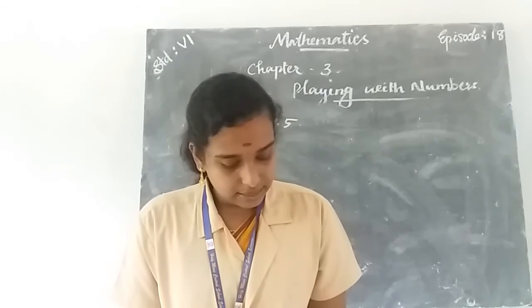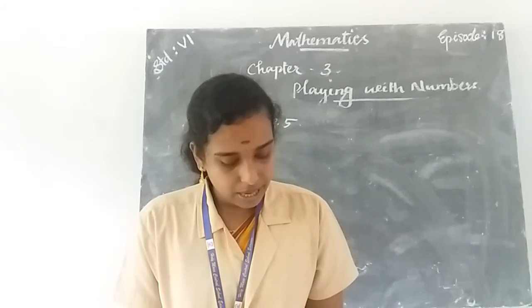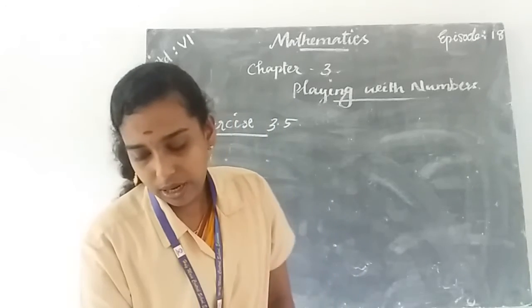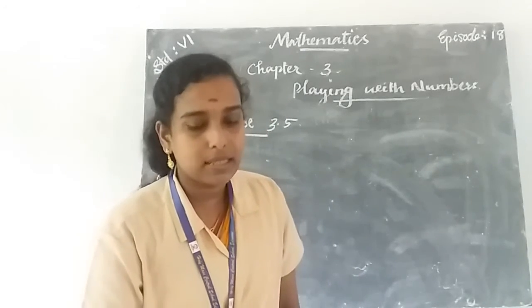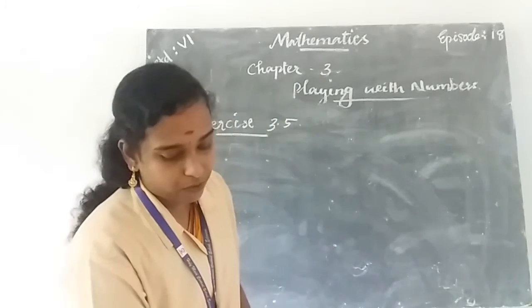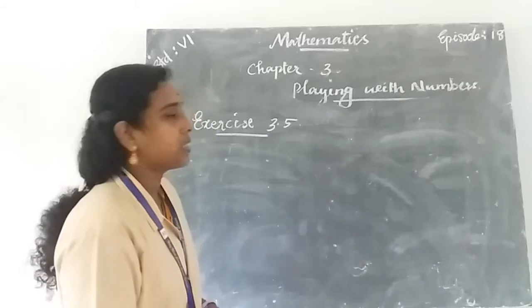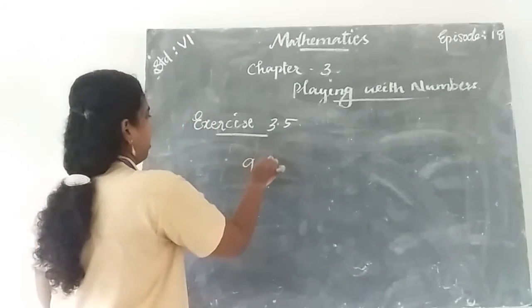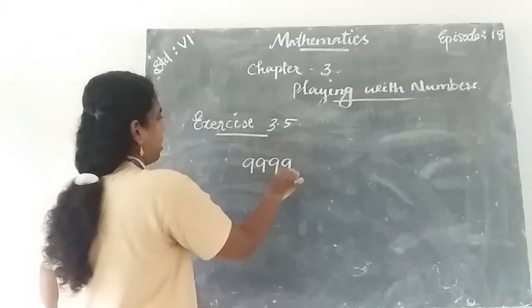And the next question is, write the greatest 4-digit number and express it in terms of prime factors. Which is the greatest 4-digit number? The greatest 4-digit number is 9999.